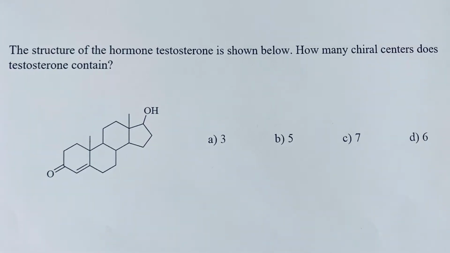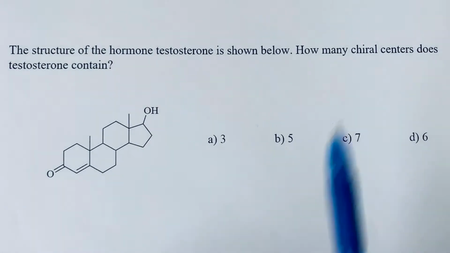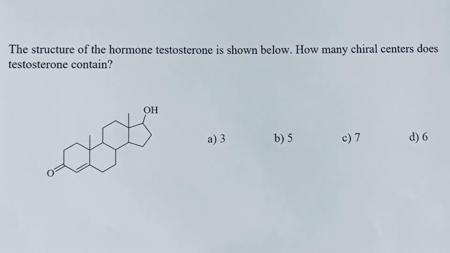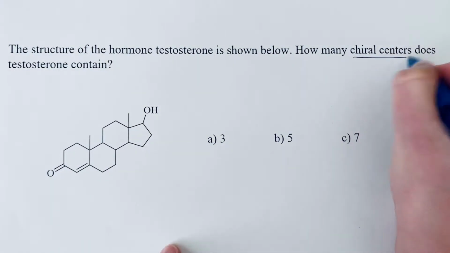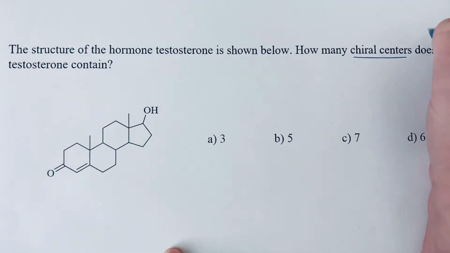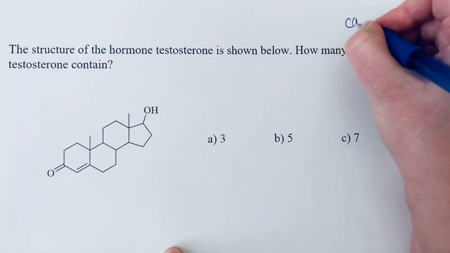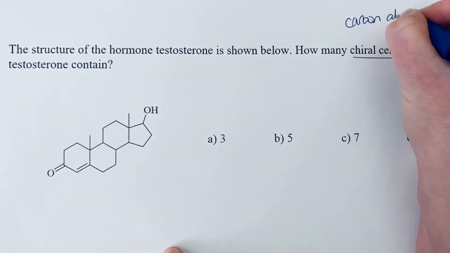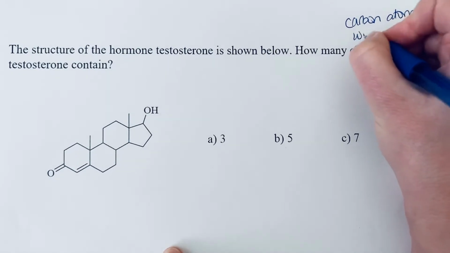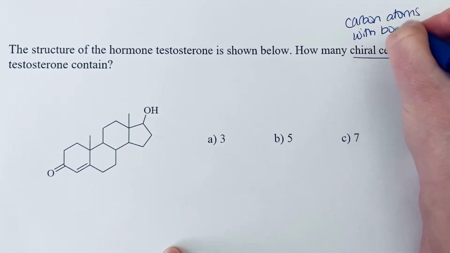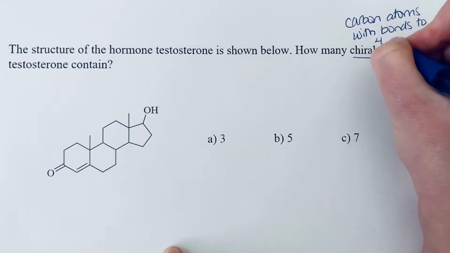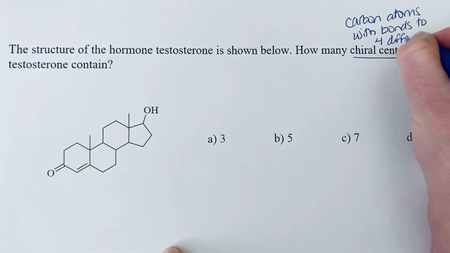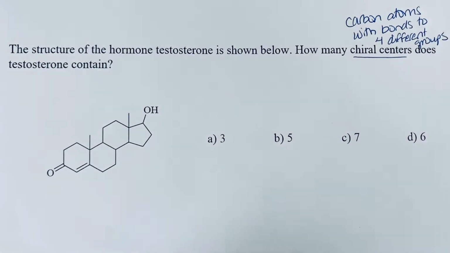The structure of the hormone testosterone is shown below. How many chiral centers does testosterone contain? So if we are looking for chiral centers or chiral carbons, we are looking for carbon atoms with bonds to 4 different groups. And we do that because that makes that carbon asymmetric.